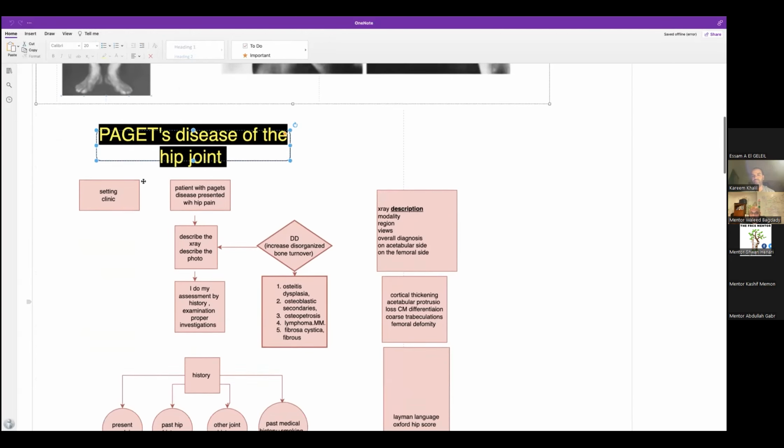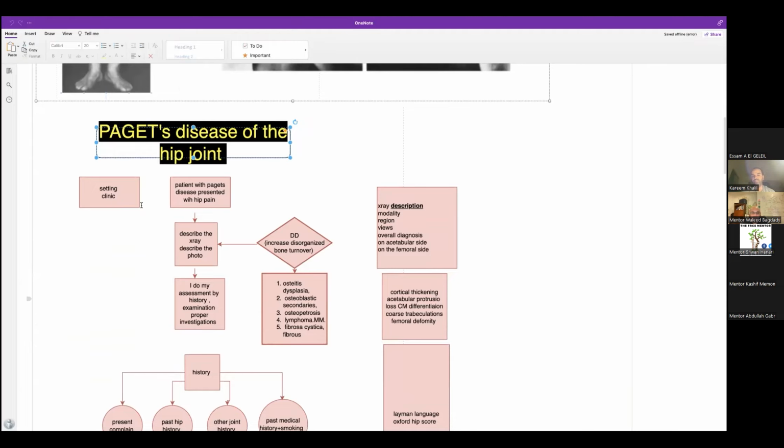I will start with describing. This is a clinic setting, okay? So I will start with describing the patient's X-ray, and you remember for yourself certain words: cortical thickening, acetabular obtuse is not obtuse in this patient, loss of corticomedullary differentiation, coarse trabeculation, femoral deformity. Okay, so those are the words you need. So you describe the X-ray. However, I now have a concern that my top differential diagnosis is Paget disease. Other differential diagnoses for increased disorganized bone turnover: osteitis, fibrous dysplasia, multiple myeloma, osteopetrosis, and bone secondaries.